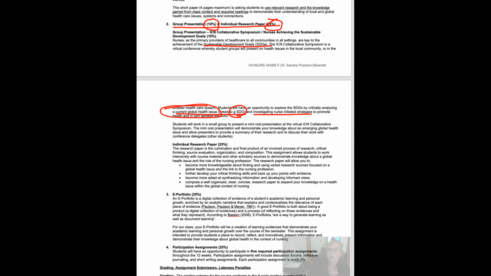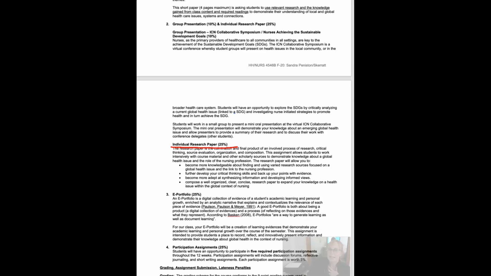So you're going to work in a small group of 5 and you're going to present a mini oral presentation at our ICN Collaborative Symposium, and that's going to be our virtual symposium during weeks 7 and 8. Then you're going to take all the information that you've worked at, in a group, and you're going to take this and you're going to write the individual research paper.